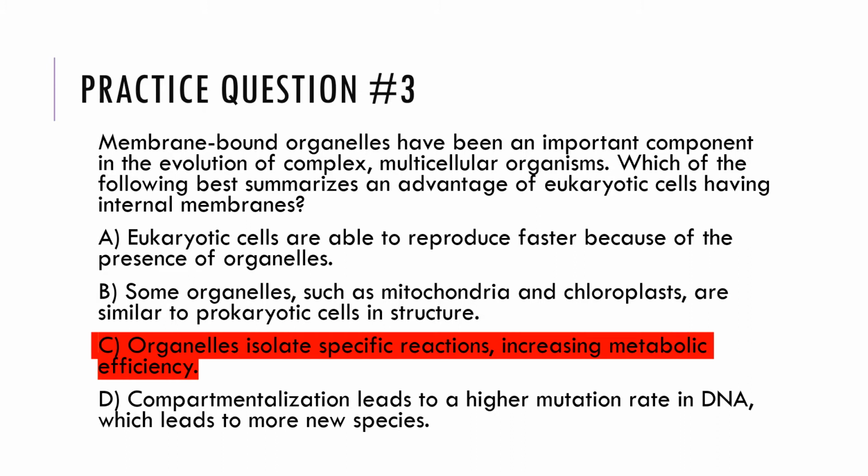The answer for that one is C. While B is true, that organelles like mitochondria and chloroplasts are very similar to prokaryotes, that doesn't answer the question. How is that an advantage of eukaryotic cells? Well, it's not. So we can easily eliminate B. Now, eukaryotic cells actually reproduce slower than prokaryotic cells. Bacteria, some species can double in as little as 8 minutes. Our cells take hours, sometimes even days to do that.